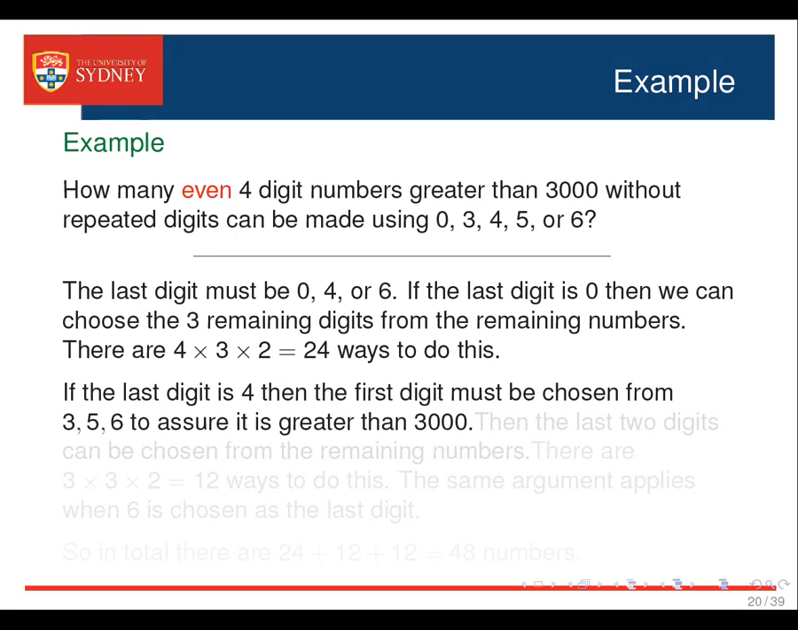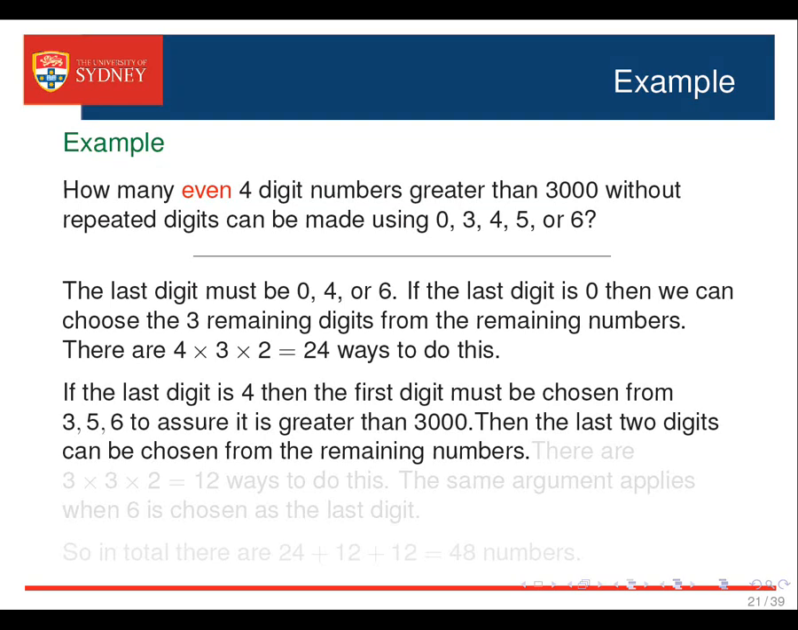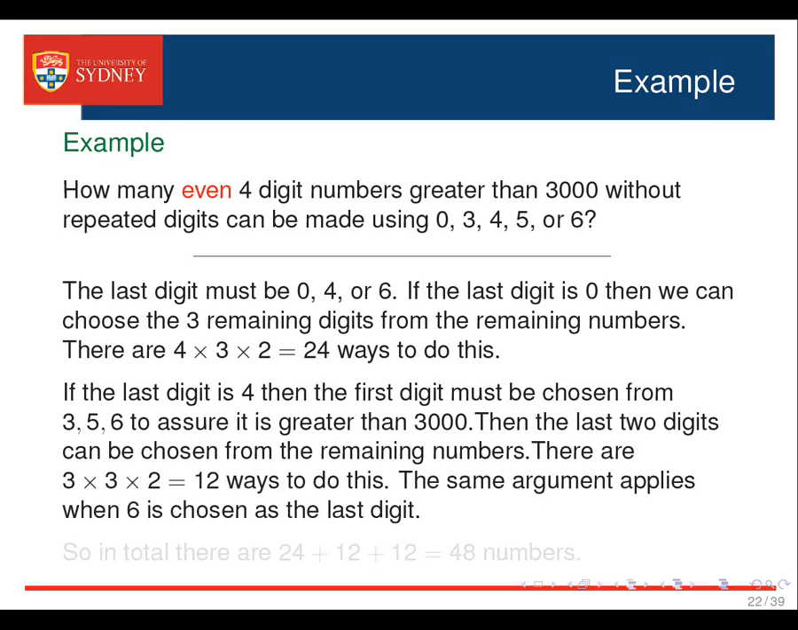If the number ends with a 4, then the first digit has to be chosen from 3, 5, or 6 to ensure it is greater than 3,000. Then the remaining 2 digits can be chosen from the remaining numbers. So there are 3 times 3 times 2, or 12 ways to do this. The same argument applies when 6 is chosen as the last digit. So by adding them up, we find that in total there are 48 numbers.